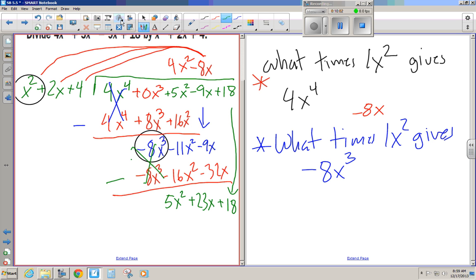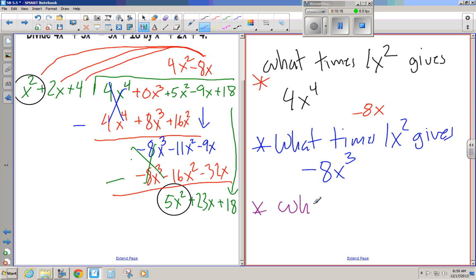And now, you take this circle and you're looking at the x squared and the 5x, and you say to yourself, what times x squared gives 5x squared? So why don't you pause the video real quick and see if you get this last part right. So pause it. When you're done, of course, unpause it.